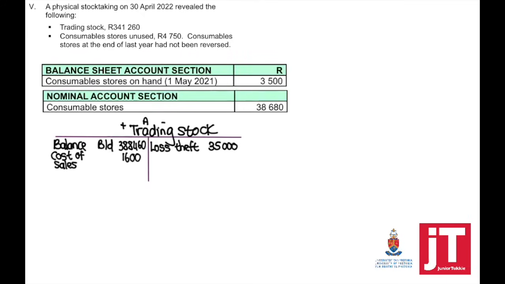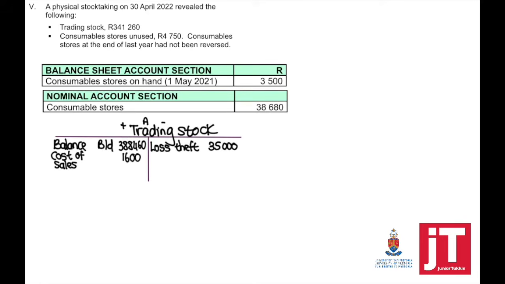Just a correction, a physical stock taking on 30 April 2022 revealed the following. Trading stock 341,260, consumable stores unused 4,750. Consumable stores at the end of last year had not been reversed.